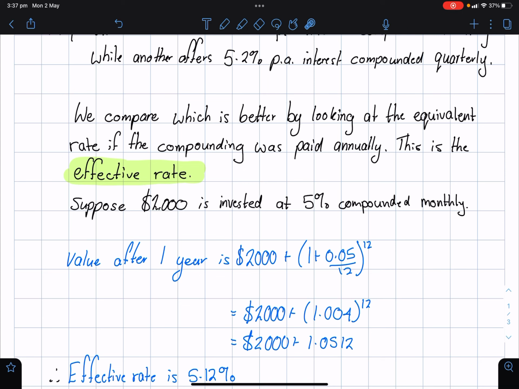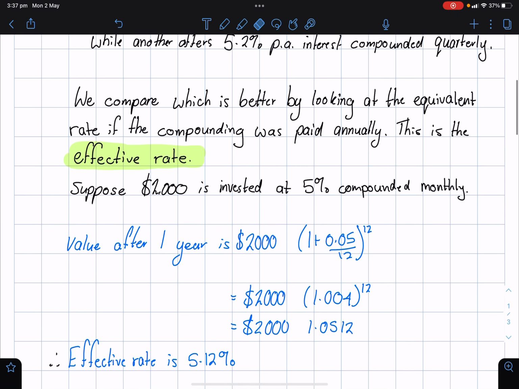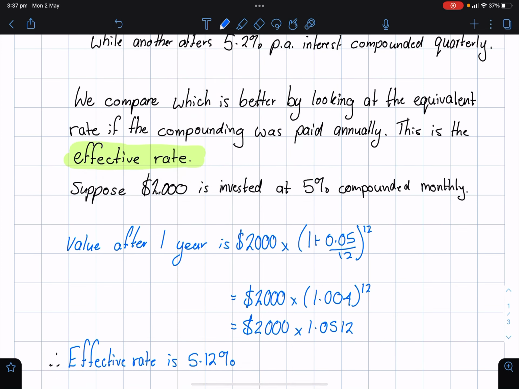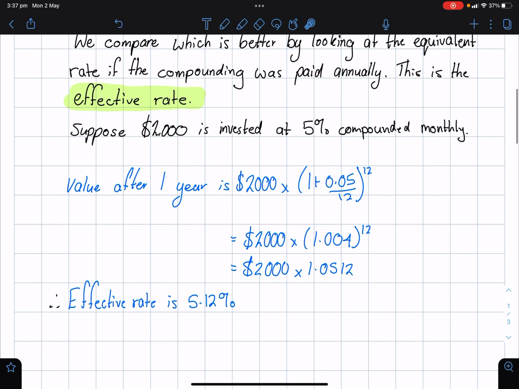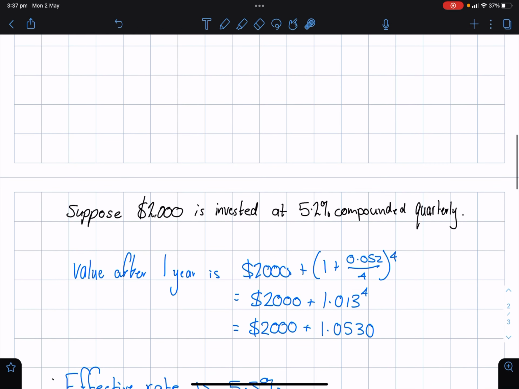And we bring it down, we've actually got $2,000 times 1.0512. My apologies, these should all be multiplication signs. So that means our effective rate is 5.12%. That's taken from these digits here, because you can look at it like 105.12%. That's how much we're increasing. So that is the effective rate of the first account. Now, the second account, I reckon I'm going to have made the same mistake, and I have. So I'll quickly fix those up for you.